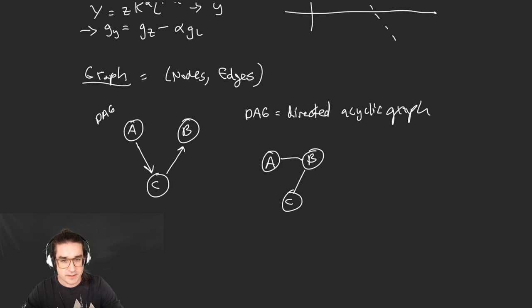And so this is the thing that we're going to use to describe causality, because a directed graph is clear. We need a notion of the direction of causality. The cyclic part, well, you know, it's actually not always clear to me that it has to be acyclic.